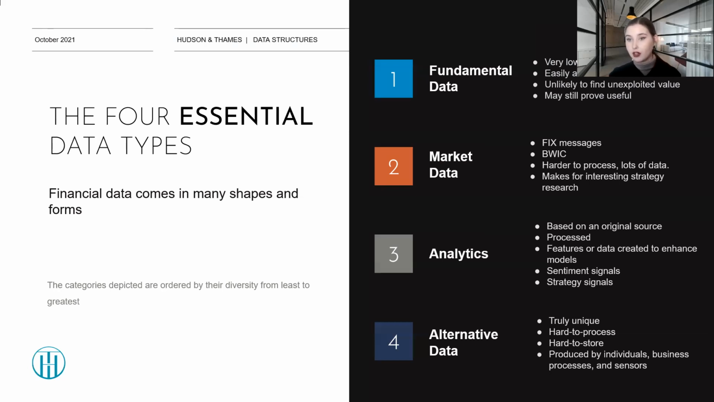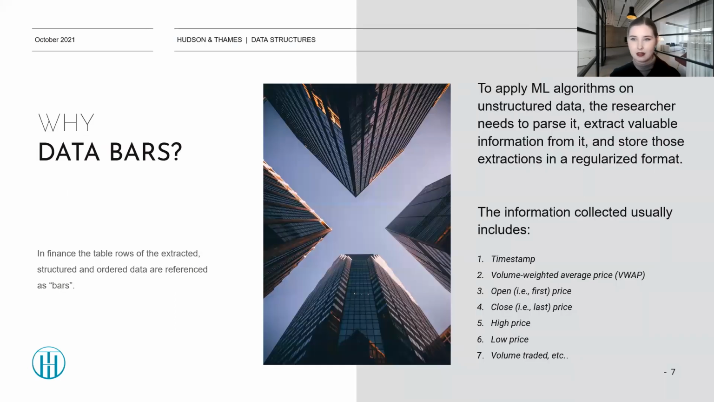So we've talked about the raw data, but unfortunately, we cannot actually apply ML algorithms on the raw data and expect everything to work. No, first the researcher needs to parse the data, extract valuable information from it, and store those extractions in a regularized format. So here is where data bars come into play. In finance, the table rows of the extracted structures in ordered data are referred to as data bars, and hence the name. The information collected usually includes timestamps, volume weighted average prices, open, close prices, high-low prices, volume traded, and other indices.